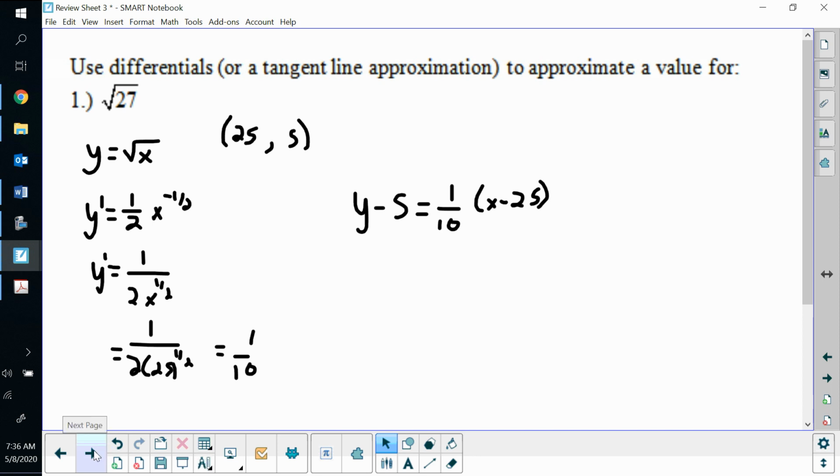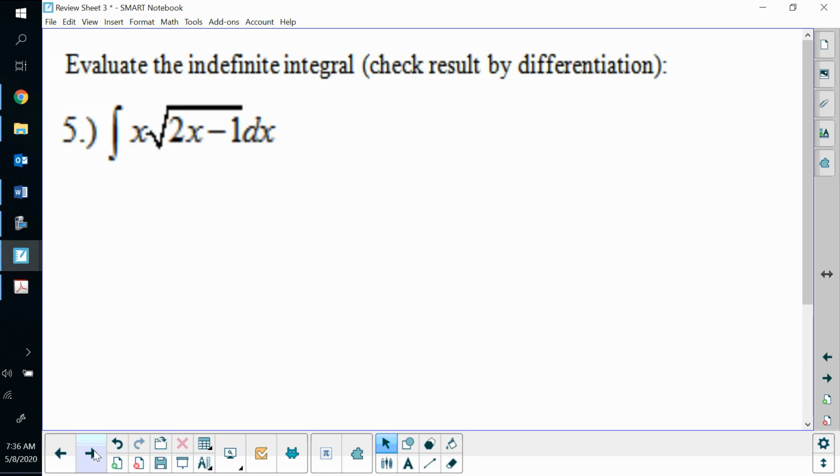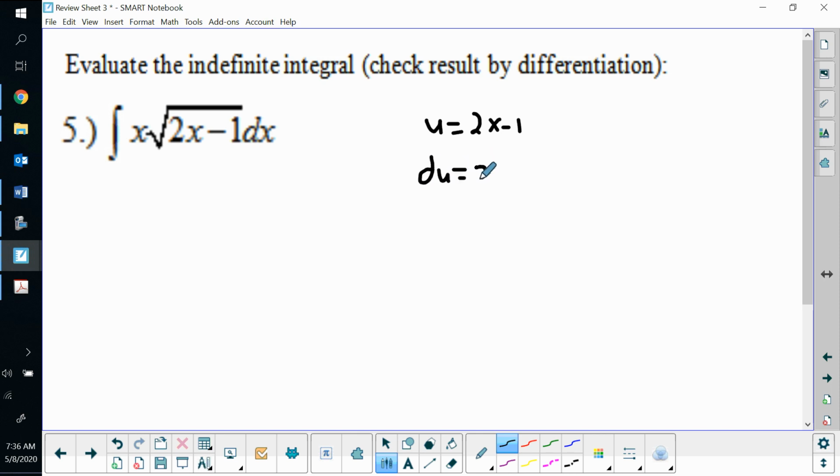Next we'll go to question 5. All these other questions, you're doing integrals. Remember, indefinite integrals, you need your plus c on the end. If it's not a plain old x on the inside, you'll need to do a u substitution. For this one, our inside function is the 2x minus 1, so we're going to let u equal 2x minus 1. So du would equal 2 dx.